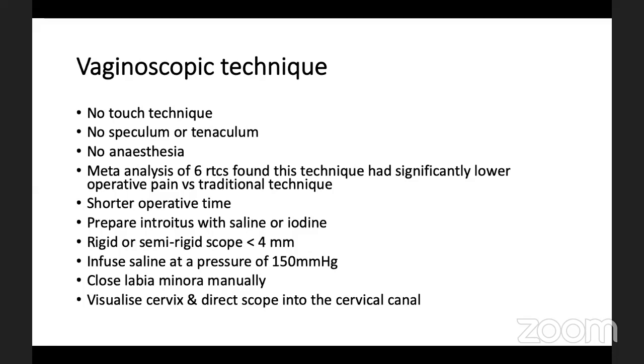Basically all you do is prepare your introitus with saline or iodine, and then you can use a rigid or semi-rigid scope, but of very small diameter. If you can use the 2 millimeter, then that would work well. And then you infuse your saline at a high pressure of 150 millimeters of mercury so that you can distend the vagina and be able to see the external os. You close the labia sometimes so that you can retain the fluid within the vagina. Once you visualize your cervix, you direct your scope into the cervical canal and into the uterine cavity.